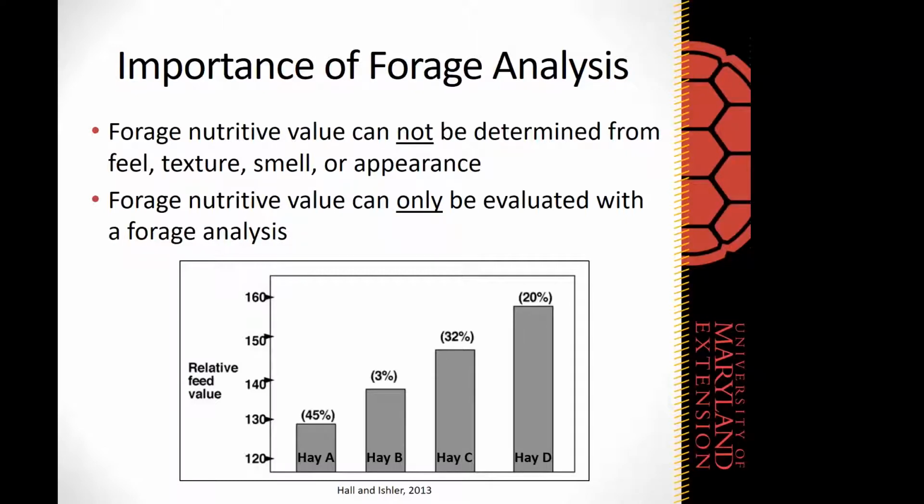And here's the percentage of people who said that each of those hays was number one. So 45% of people attending that meeting thought that hay A was actually the best, when in fact it was the worst. So just driving the point home that we do really need to rely on our forage analysis to know that nutrient value.